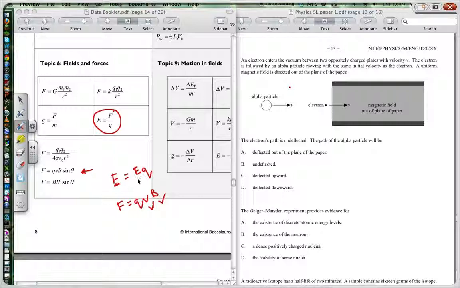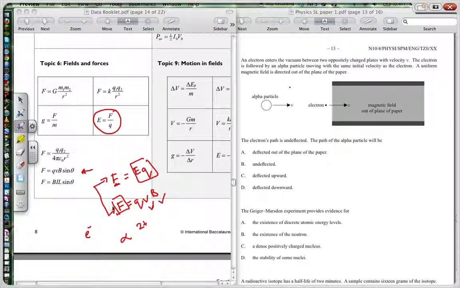Notice the mass doesn't come into play here, but the charge is different. For the alpha particle, you've got a 2+ charge, and for the electron, obviously it's a 1 negative. But for it to go undeflected, these two forces must be balancing each other out. The force due to the electric field must equal the force due to the magnetic field.